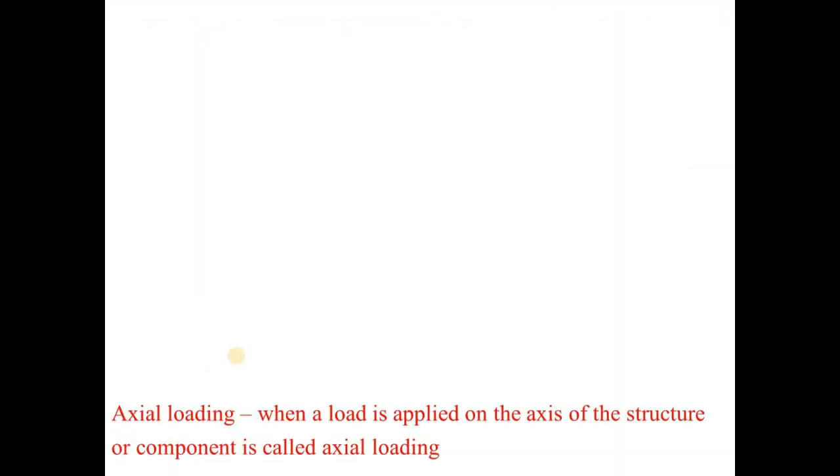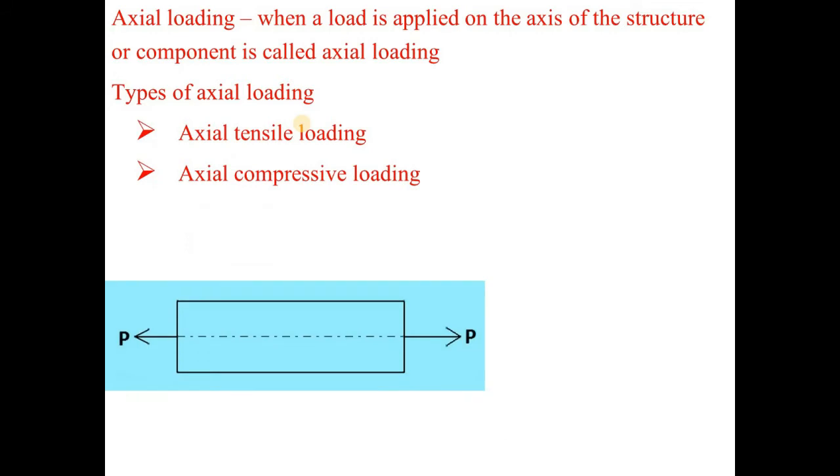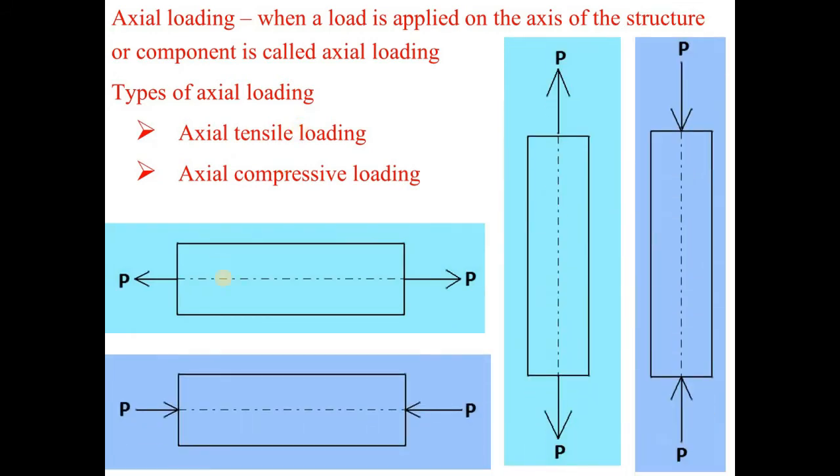Now I will give the definition of axial loading. If a load is applied on the axis of the structure or component, then such kind of loading is called axial load. The axial load may be tensile or compressive. If a tensile load is applied on the axis of the structure or component, then such kind of loading is called axial tensile load. If a compressive load is applied on the axis of the structure or component, then such kind of loading is called axial compressive load.